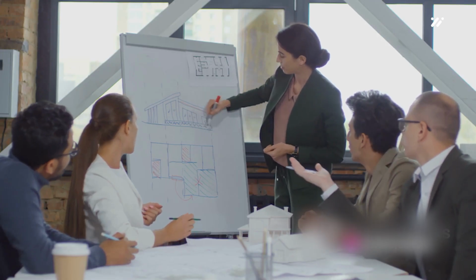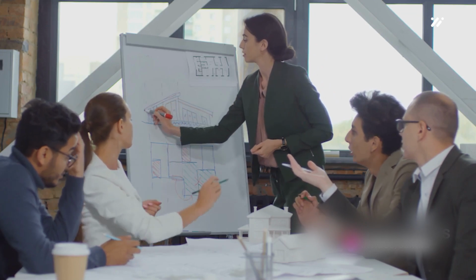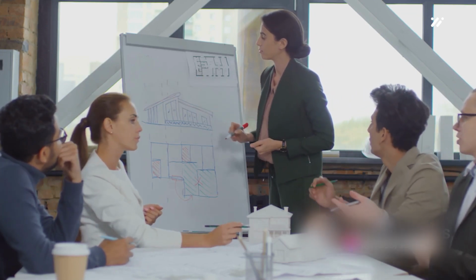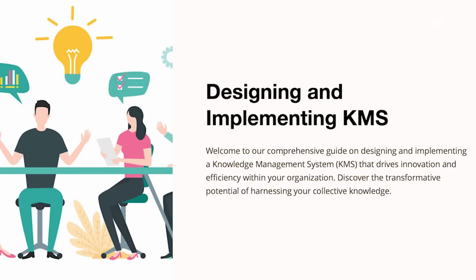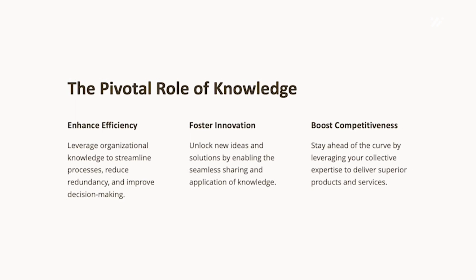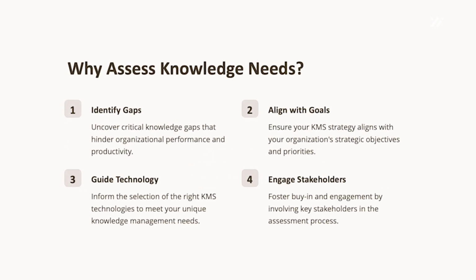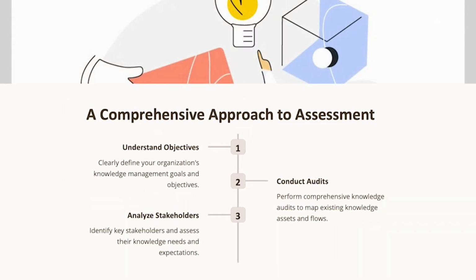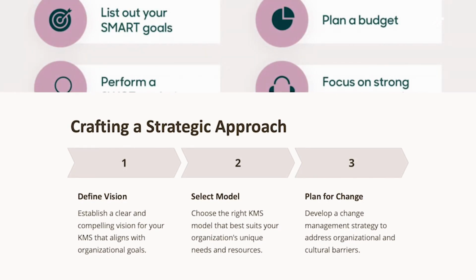In conclusion, the path to a successful KMS implementation is multifaceted, requiring diligent assessment, strategic planning, and proactive problem-solving. By embracing these principles and staying committed to the journey of knowledge empowerment, organizations can unlock a wealth of benefits, from enhanced operational efficiency to a stronger competitive position. As we close this module, let us carry forward the insights and strategies discussed, applying them to create a knowledge management system that truly transforms and elevates our organizations.